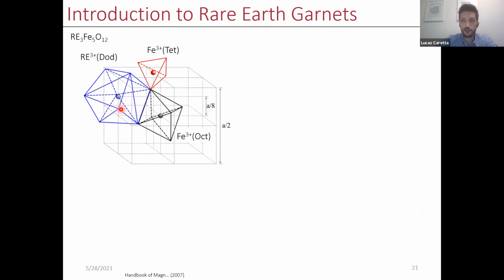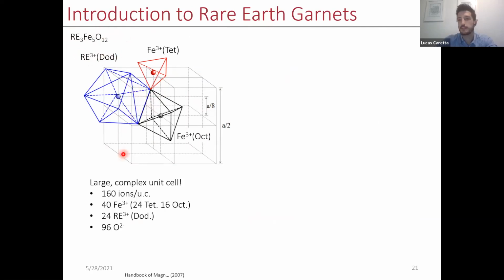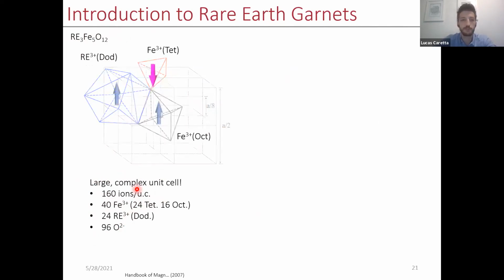Rare earth iron garnets take the chemical form A3B5O12, and they have an extremely complicated unit cell. There are well over 100 atoms per unit cell in various different sites. But fortunately for us, magnetically speaking, they're relatively more straightforward. There are 3 magnetic sublattices.